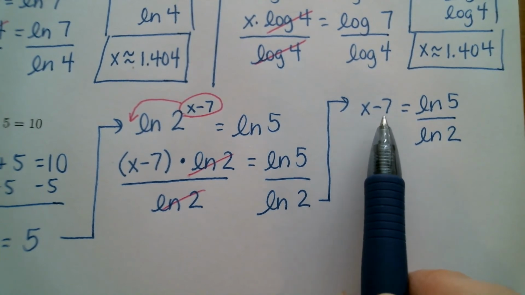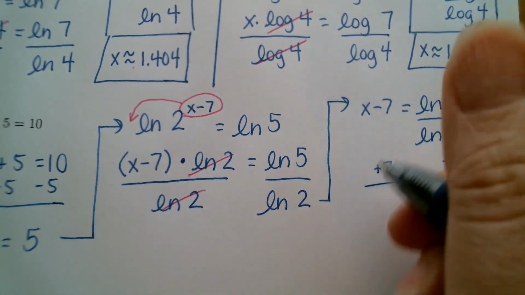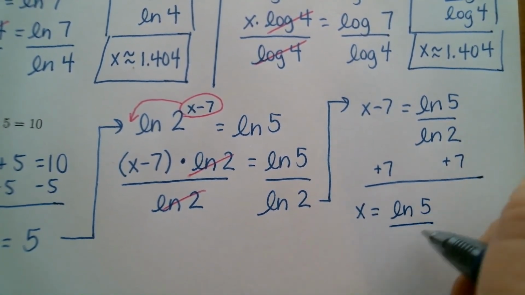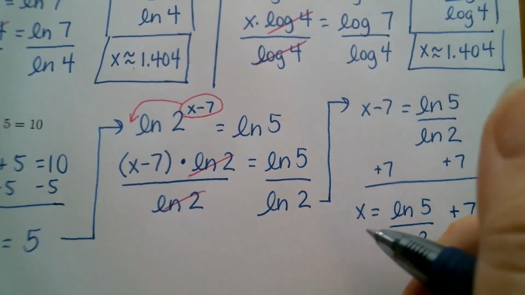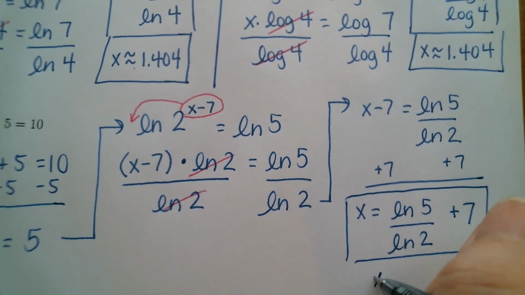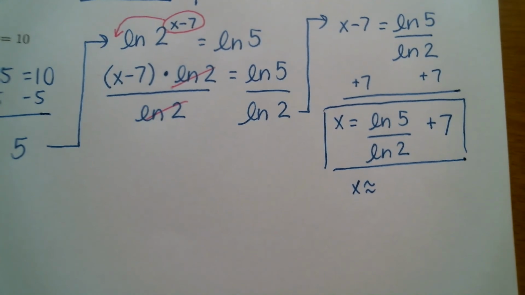So x is almost by itself. To undo subtracting 7, you're going to add 7 to both sides. So your final answer is going to be the natural log of 5 divided by the natural log of 2, that quantity plus 7. So here is your exact answer. And then we can go plug it into the calculator to get a decimal approximation.